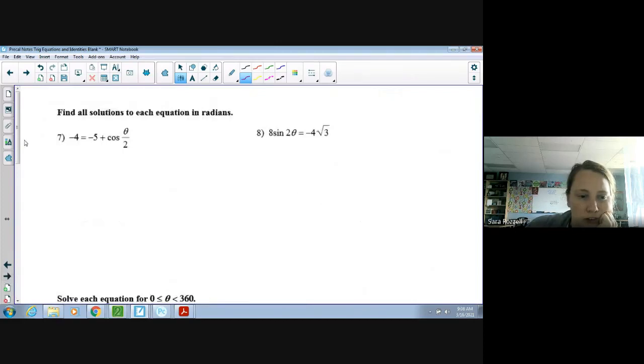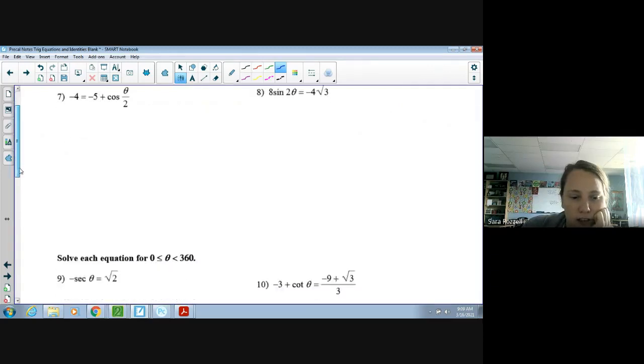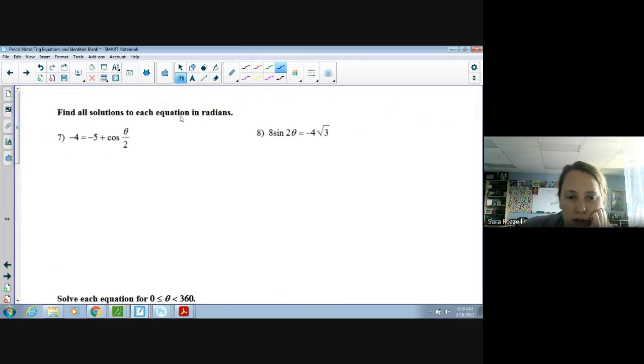Oh, another unit circle. All right, on number 7, we are not by ourselves yet. So what do we need to do to get the cosine part by itself? Add 5, good. So 1 is equal to cosine of theta over 2. So this one's going to be a little bit different because once we solve it, we're going to figure out when cosine is 1. We're finding theta over 2 instead of just theta. So once we figure out what our angle is, we have one more step because we want to get theta by itself. So I'm going to put parentheses around that just so I remember it.